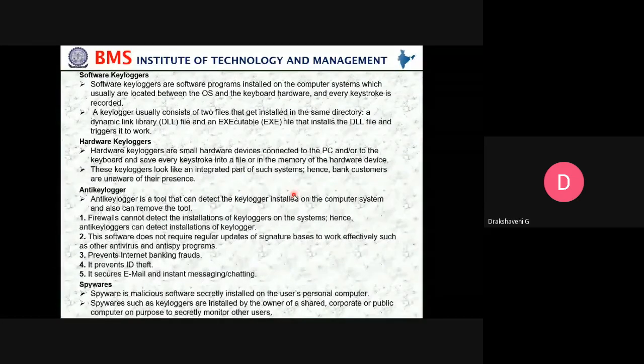Anti-keyloggers are tools that can detect a keylogger installed on the computer system and also remove it. First, firewalls cannot detect the installation of a keylogger on the system. Hence, anti-keyloggers can detect installation of a keylogger. This software does not require regular updates of signature bases to work effectively, unlike other antivirus and anti-spyware programs.